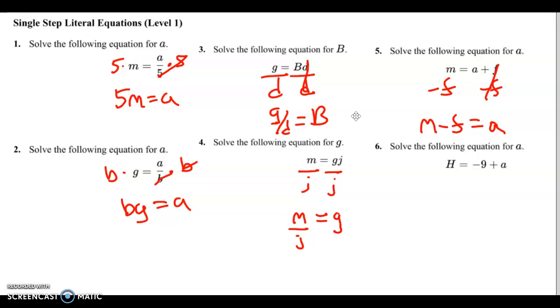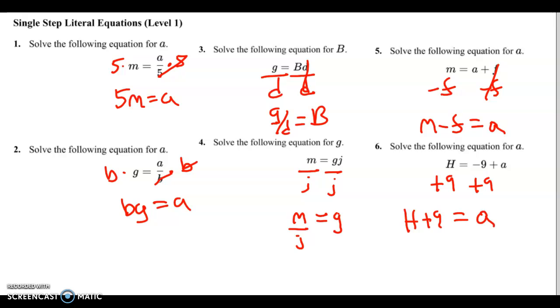Alright, let's take a look at our last example here. We've got h is equal to negative 9 plus a, and we're solving for a here. So we're going to do the opposite of subtracting or adding a negative 9. We're going to add a positive 9. So I got plus 9 on both sides. So on my right side, the 9s are going to cancel out. On my left side, I got h, capital H, plus 9 is equal to a.